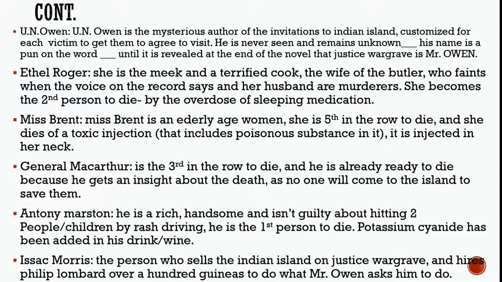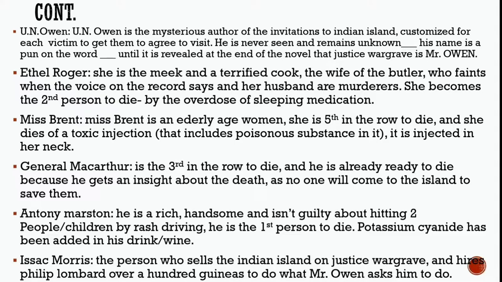Mrs. Brent is an elderly woman. She is 5th in the row to die, and she dies of a toxic injection in her neck. General Macarthur is the 3rd in the row to die. He is already ready to die because he gets an insight about his murders. He has no hope for living, and therefore, even at the end of the novel, everybody dies.